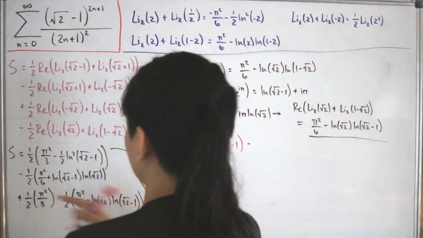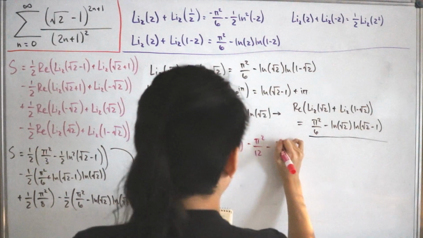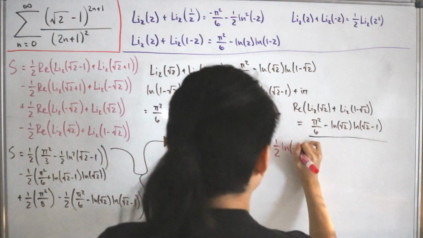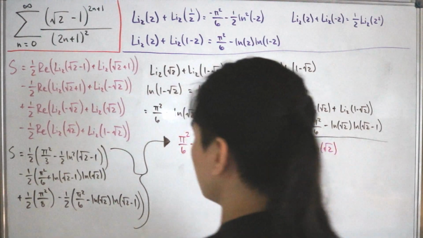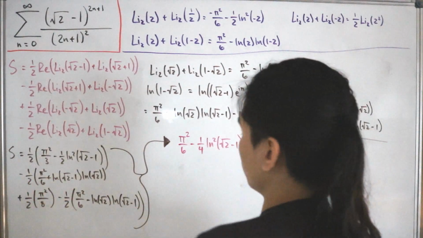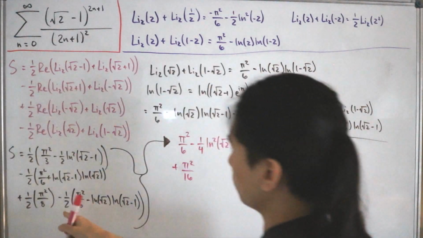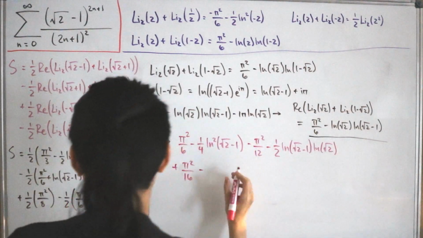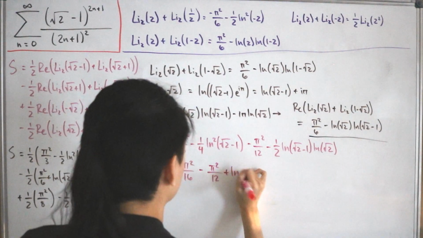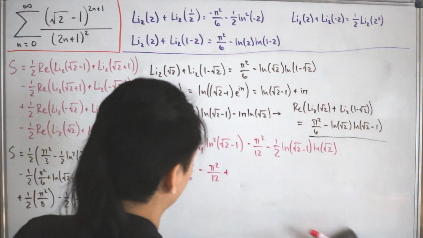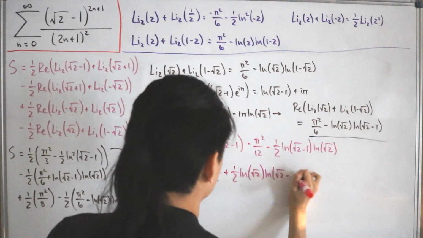Then moving on, over here I now have pi squared divided by 12, then subtract 1/2 times the natural log of the square root of 2 minus 1, multiplied with the natural log of the square root of 2. Moving on, multiply 1/2 into pi squared divided by 8, that is plus pi squared divided by 16. Then multiply the negative 1/2 into over here, so that means minus pi squared divided by 12. Then add 1/2 times the natural log of the square root of 2, multiplied with the natural log of the square root of 2 minus 1.